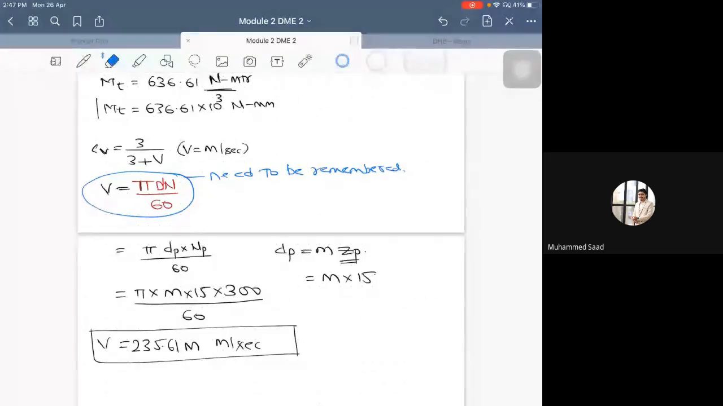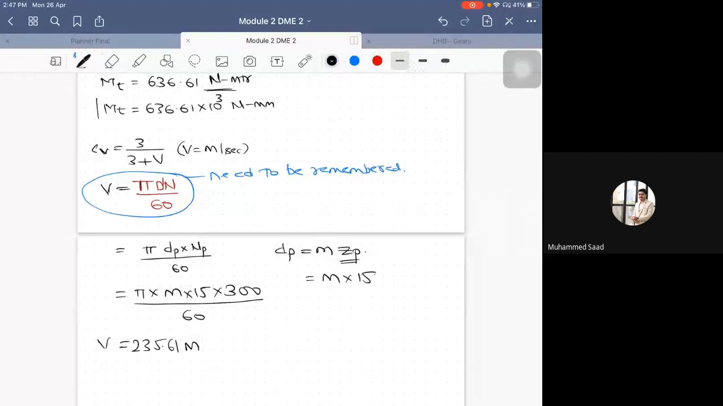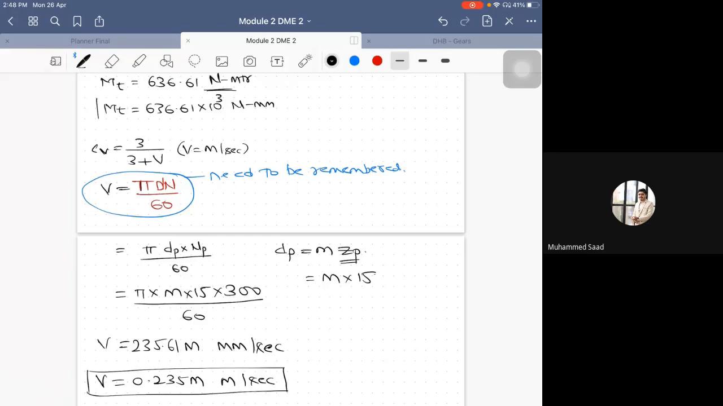Okay. Now, look here. Whatever value you are saying, it is in mm per second. So this value you have got is in mm per second. Now convert it into meters per second. How do you do that? Divide it by 1000, so it becomes 0.235 m in meters per second. So this is the final value.